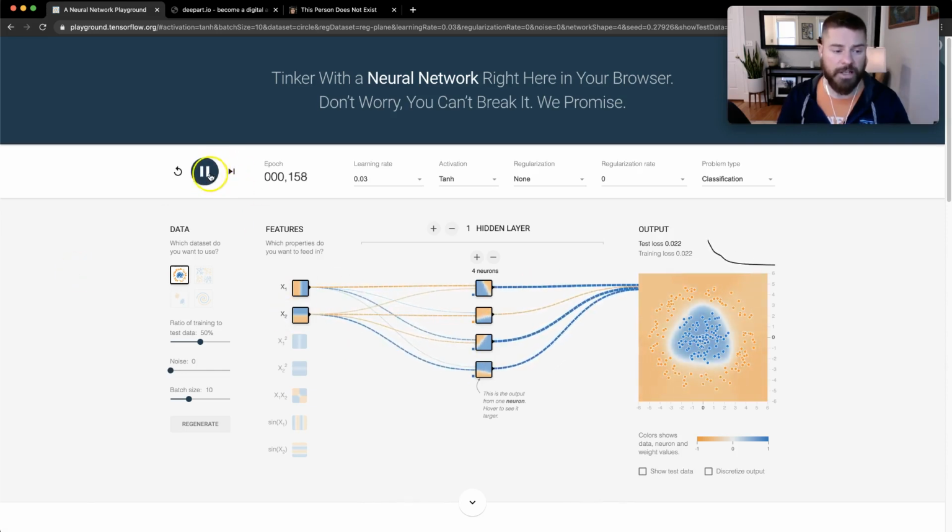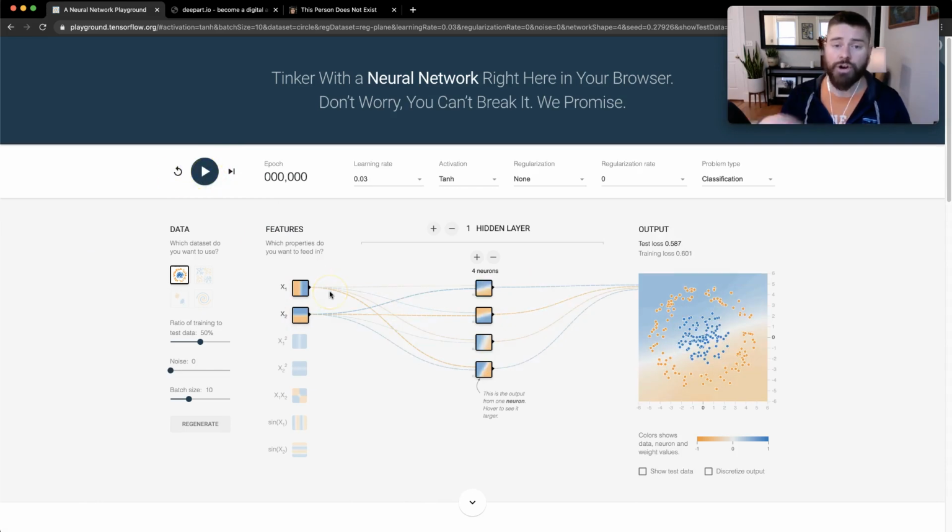Notice what happened. It's so fast, it's hard to even see. But the network is undergoing backpropagation. Records are getting fed in, the weights are being tuned, and this is happening over and over. This is the epoch up here, how many times this thing has happened. We're using an activation of hyperbolic tangent.